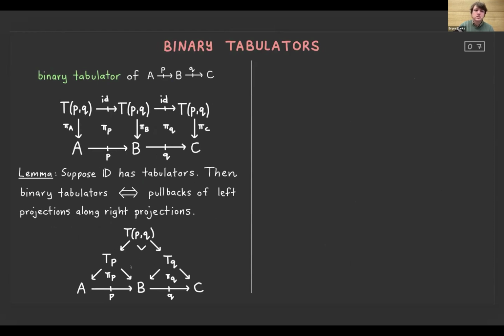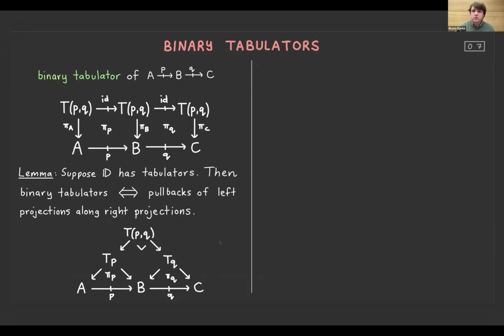Okay, and so here we can see in this picture that if we have the tabulator of P, the tabulator of Q, and we ask for this pullback here, which is assumed to exist, then we can construct the binary tabulator of this composable pair. Okay, and so the projection to A is just the composite here, the projection to C is the composite here, and the projection to B is the middle thing through this pullback.